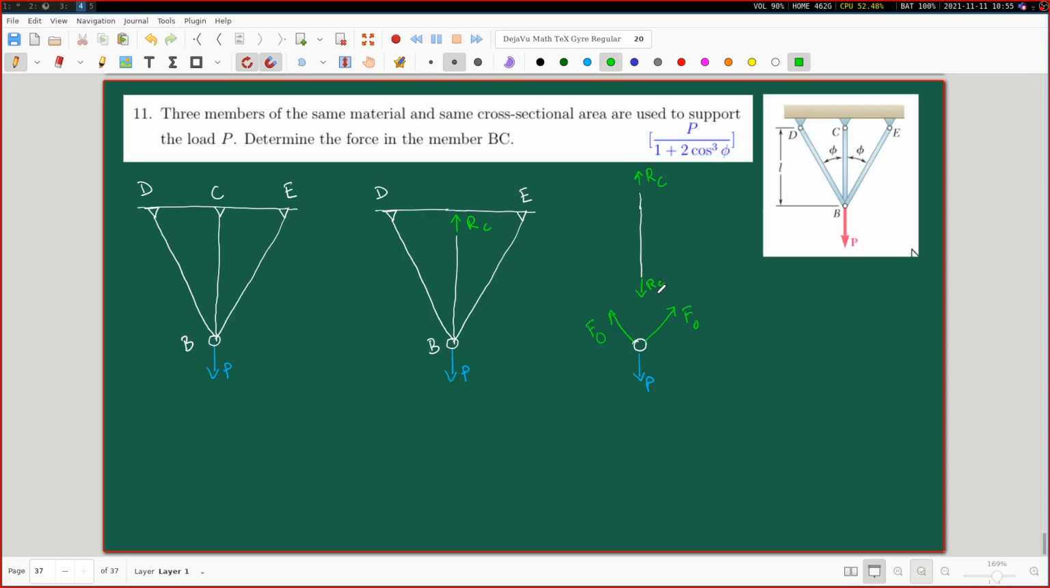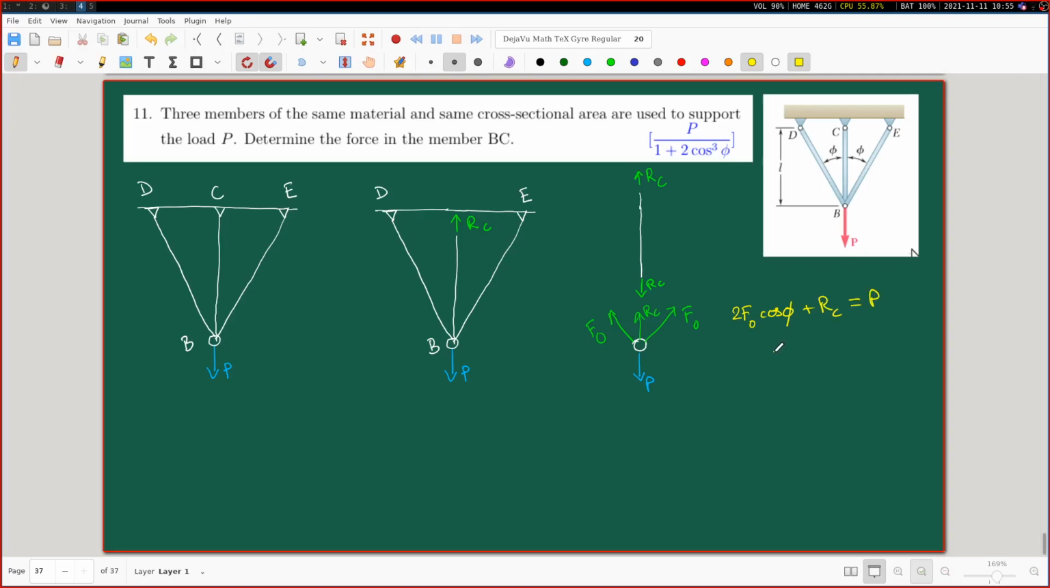This is RC here, and this RC is being exerted on the member BC by this pin. Correspondingly, this member BC is also going to pull on this pin by a force RC. So it is like this. Now it is very easy to write down this expression because these angles are already given to us. So tell me, what is it quickly? Sir, 2 times F naught cos phi plus RC is equal to P.